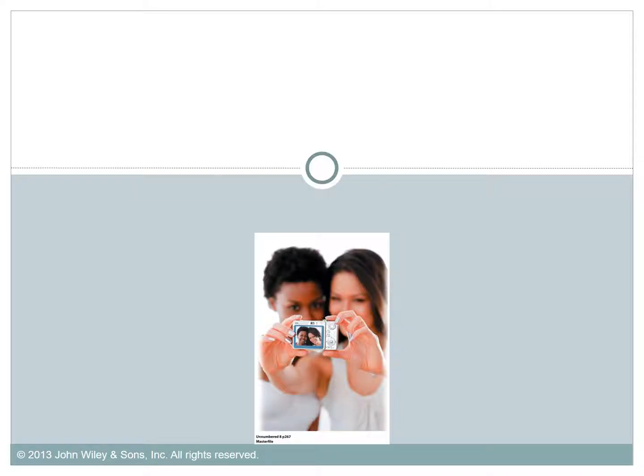Today we're going to be covering the topic of memory. Memory being chapter 8 of your book. We're going to look at how memory compares to a computer system, for instance, and modern views of how memory functions.